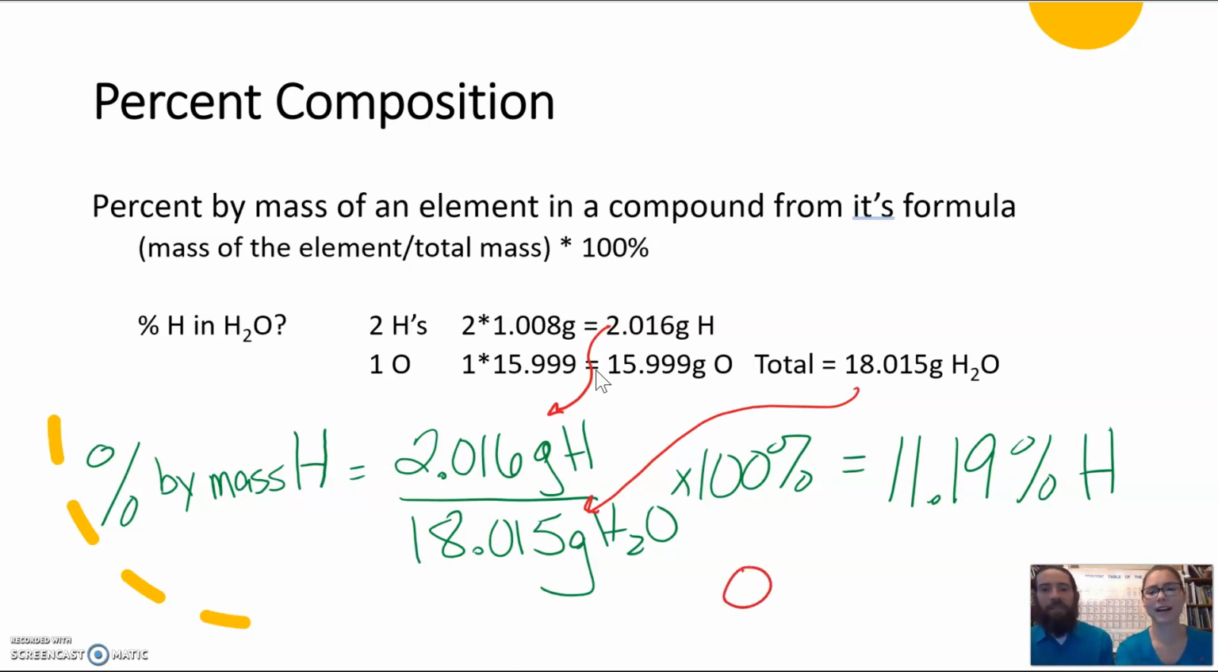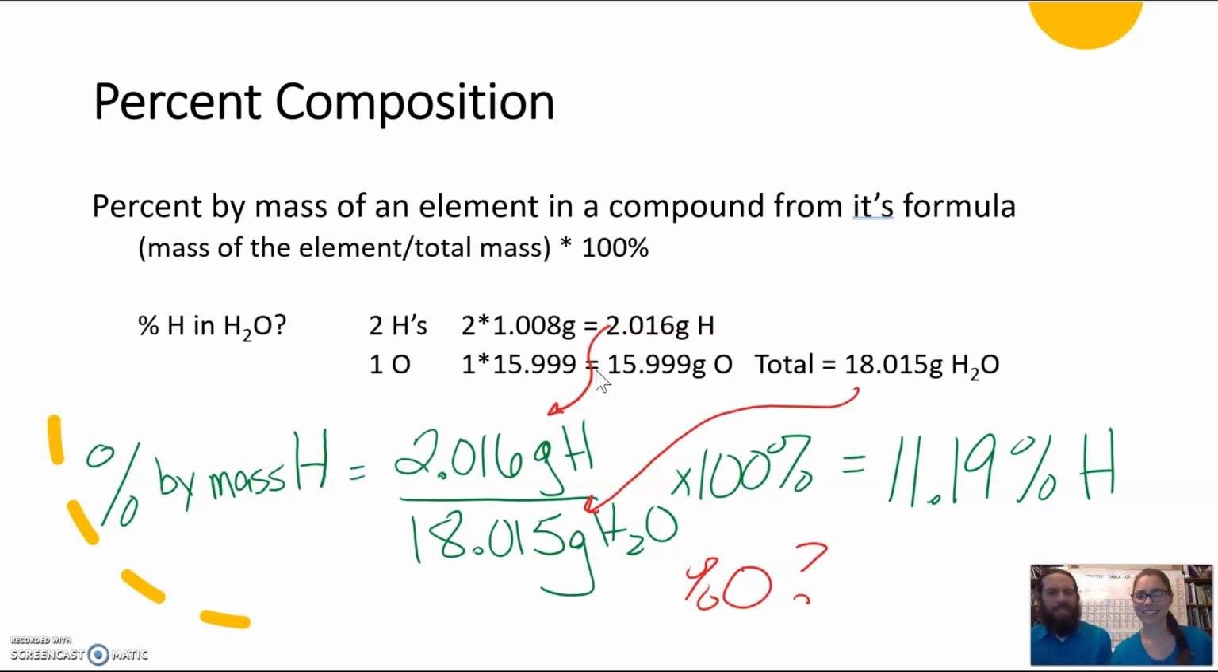So how about the percent of oxygen? How could we calculate that? Two ways. We could go through the same routine: take the mass of the oxygen, 15.999, divided by the total mass, 18.015, times 100. Or, much easier, I think, since there's only two elements in this compound, and we know the percent of one, they have to add to 100. So I could take 100 minus 11.19 and get the percent oxygen.